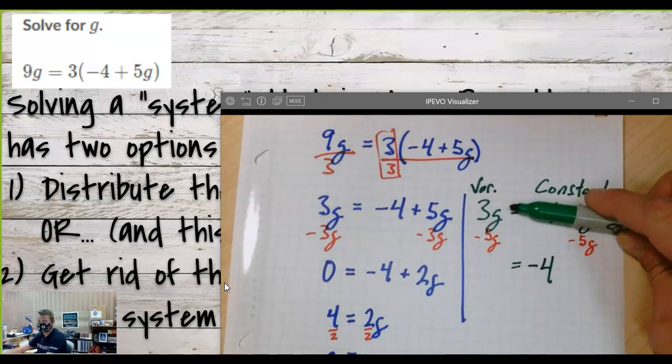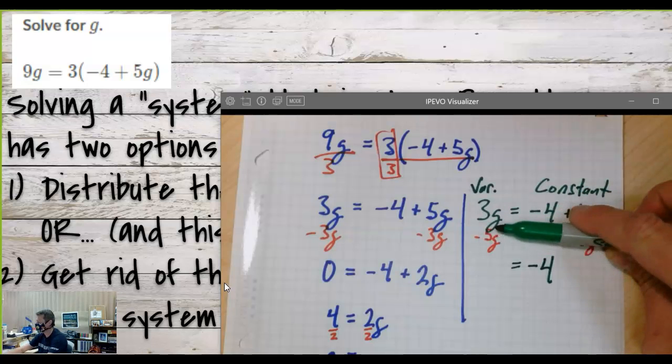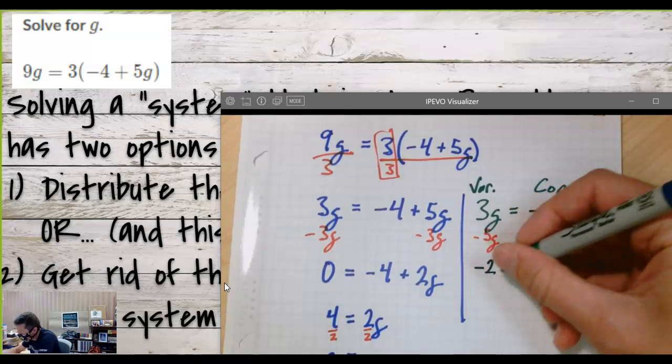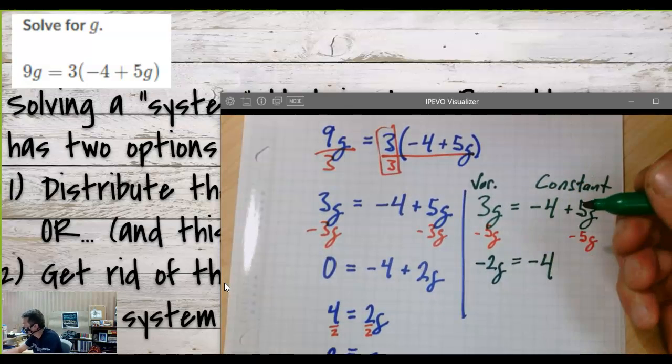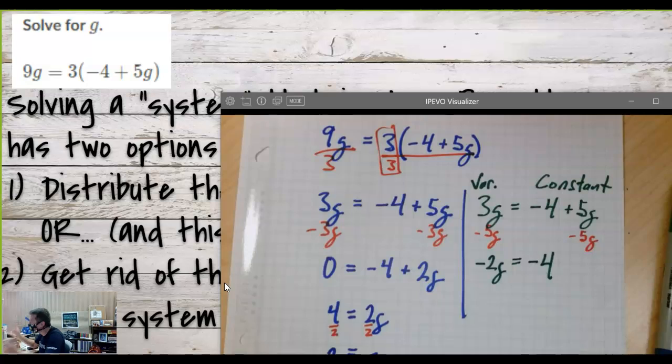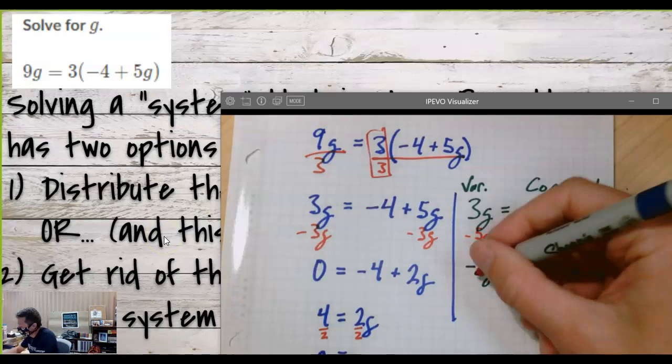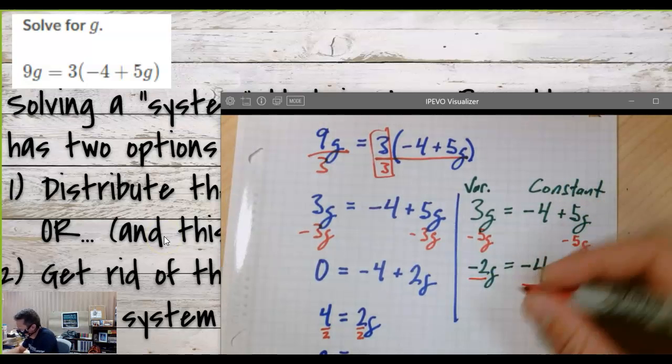What is 3G minus 5G? -2G. Dude, just shout it out. You don't need to wave your hand and do that. Just shout it out. So now what do we want to do? Just be careful. This is why I'm cautious about going this way.